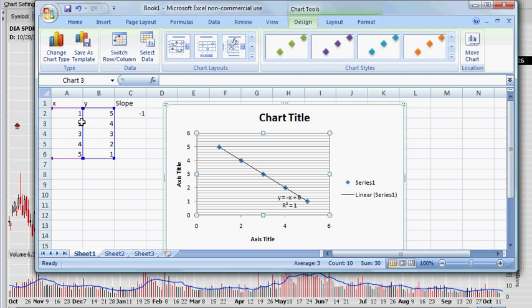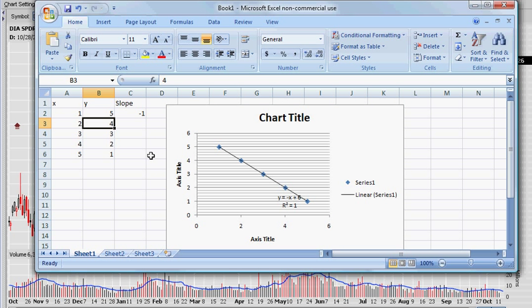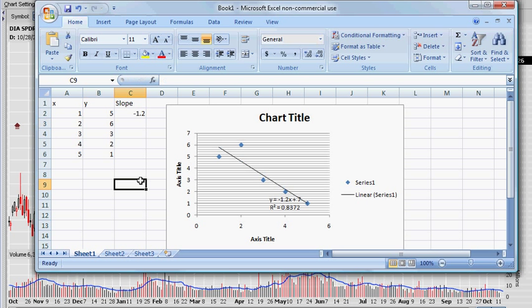Now let's go to something that isn't perfect. Let's see what happens if I change this value to 6. See what happened to the chart? First, the slope of the line is now -1.2. So now the line of best fit is y = -1.2x + 7, and the relationship is not as strong as noted by this r squared value, but I won't get into that.